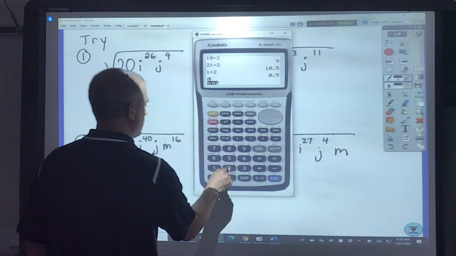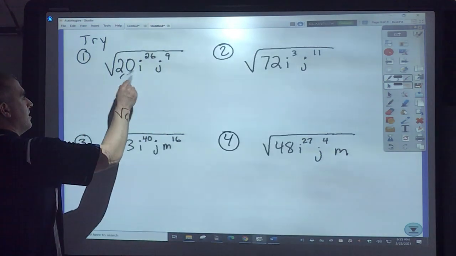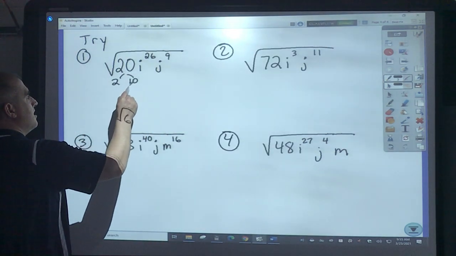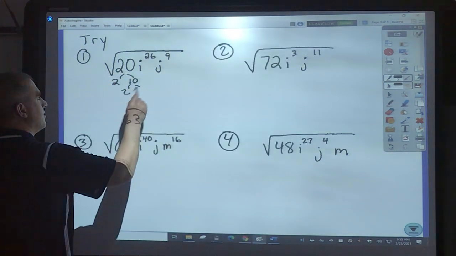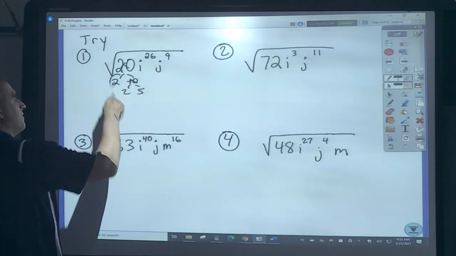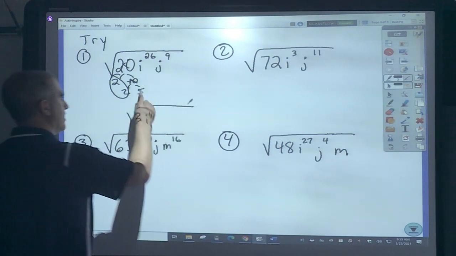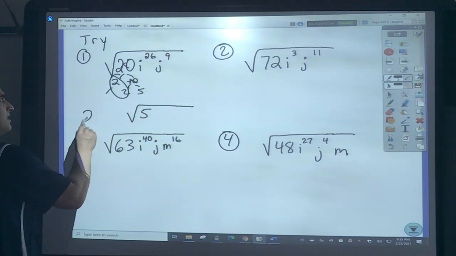We'll type this, square root of 20. It doesn't have a decimal, okay? So divide by 2, I get 2 and 10. Divide by 2 again, I get 2 and 5. Okay, double branch, cross off, pair. Leftover goes inside, one of these comes outside.